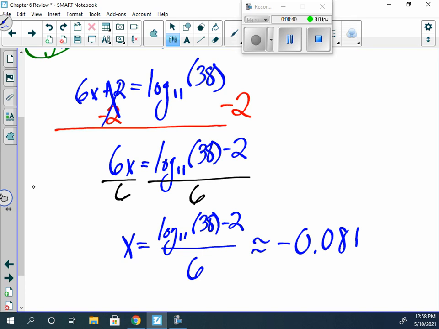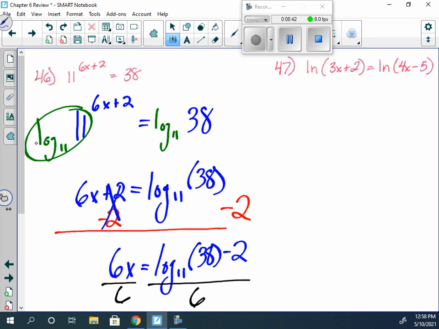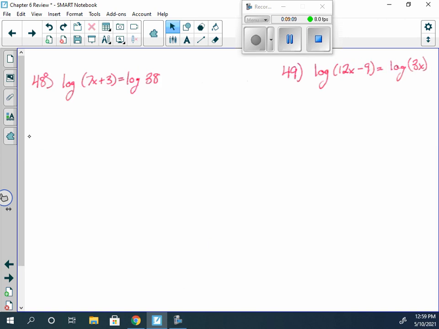Any other questions on this one here? Any other questions on 46? Are we good with that one there? Because the other one with the 7, instead of using log base 11, we would use log base 7. So any questions on 45 or 46? Yes? Questions on 47, 48, 49, or 50?